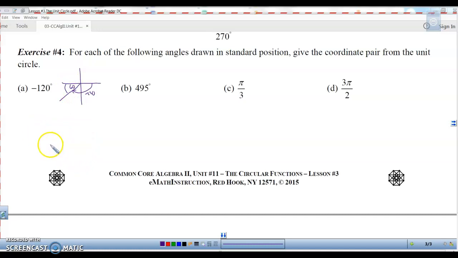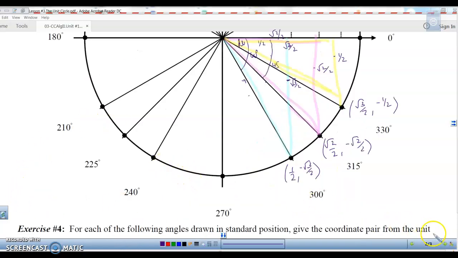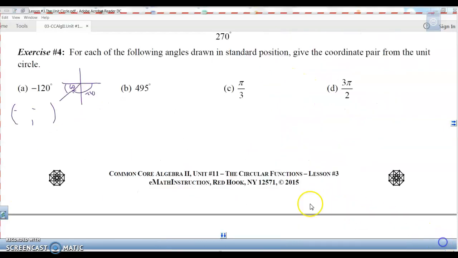Now, this is coterminal with a 240-degree angle, right? So we are in the third quadrant. What do we notice about the coordinates in the third quadrant? They're both going to be negative, right? So we have to use the 60 in the third quadrant. Let me flip back here. Here's 60: 1/2, square root of 3 over 2, but it's going to be in the third quadrant down here. So it's actually going to be negative 1/2, and then negative square root of 3 over 2. So we know that.